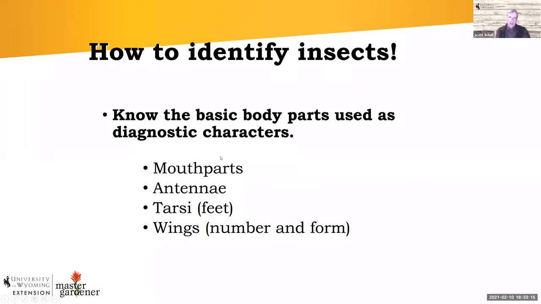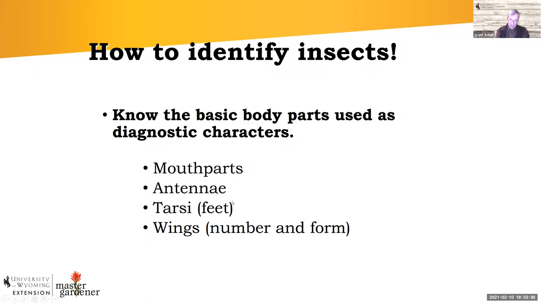So the mouth parts can be very important, especially for gardeners, because that way you can look at the insect and say, oh, I know what order that is, and they have piercing, sucking mouth parts, but I'm having holes chewed in my leaves. So that's not the insect that's causing it. So that's where mouth parts can be very important to gardeners.